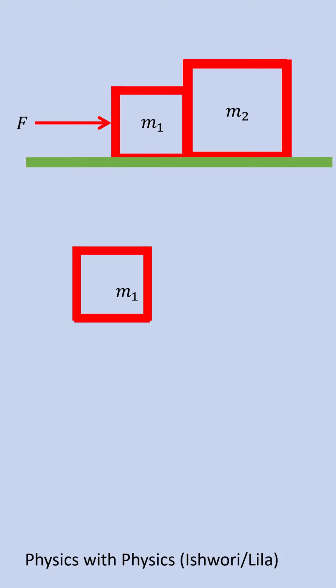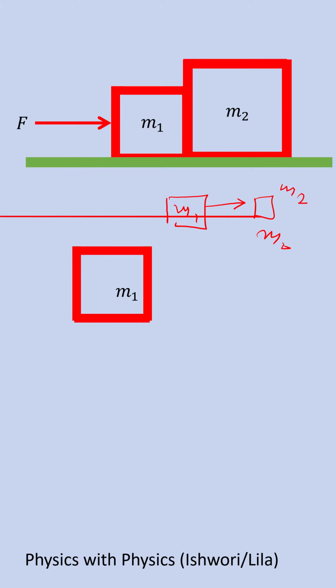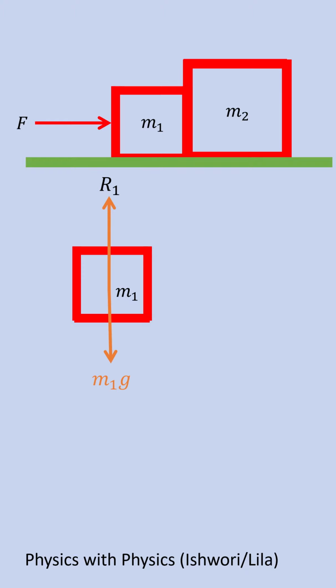Now, what we need to understand here is that this is M1 and this is M2. M1 exerts a normal force on M2, and at the same time M2 exerts a normal force on M1 as well, which are equal in magnitude and opposite in direction. Okay, R1 and M1g. What is this F? This F is the applied force.